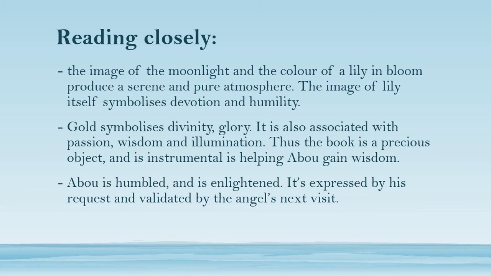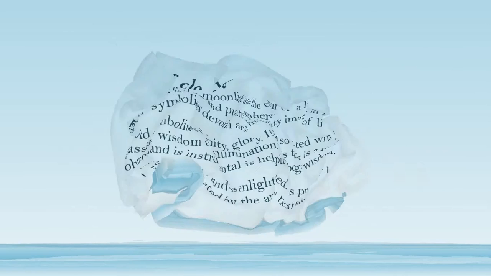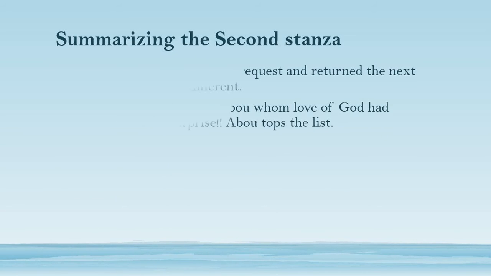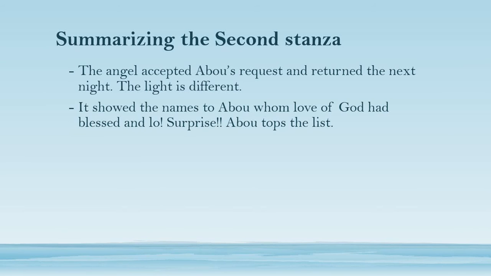So thus Abou is humbled, and at the same time he is enlightened when he learns his name is not there, and that his request is not only accepted but is also rewarded, is validated by the angel's next visit. So we have the very short second stanza coming up. It doesn't tell much. There isn't much happening over there. Just the angel comes the second night and he says that yes, the request has been accepted.